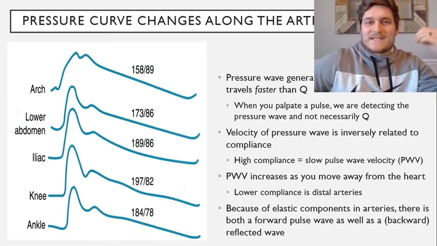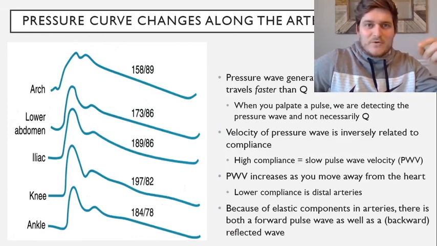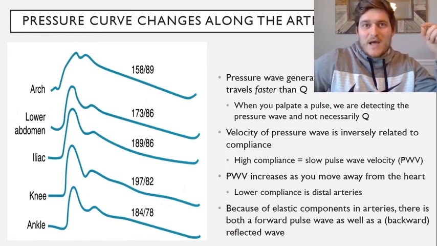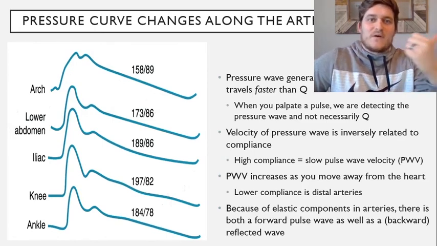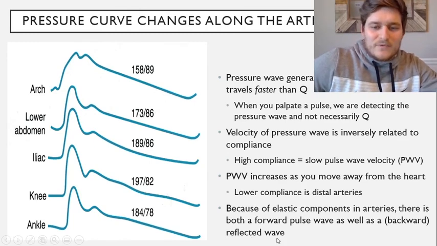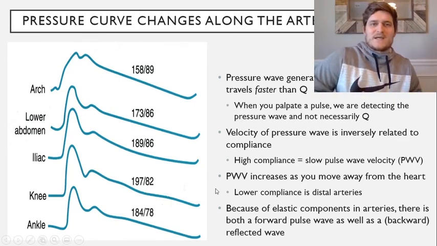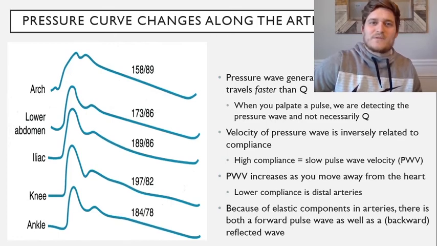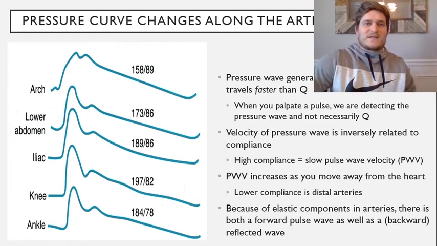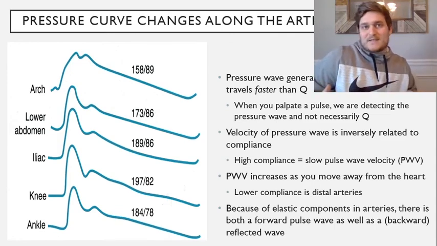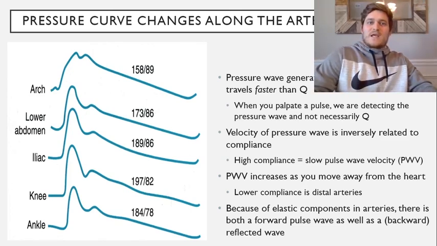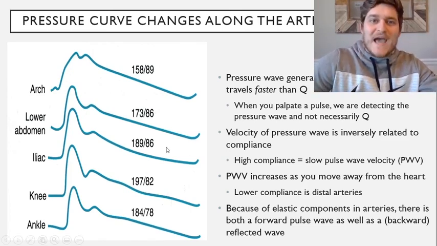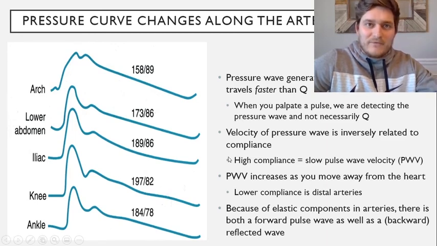Due to the elastic nature of the arteries, some of that energy in the forward propagating pressure is actually going to be reflected back towards the heart. And that is shown as a backward reflective wave. And again, arterial compliance is going to determine the speed or velocity of this reflective wave. What we see is that when we have an increase in arterial stiffness or a decrease in arterial compliance, the faster the velocity of that reflective wave.